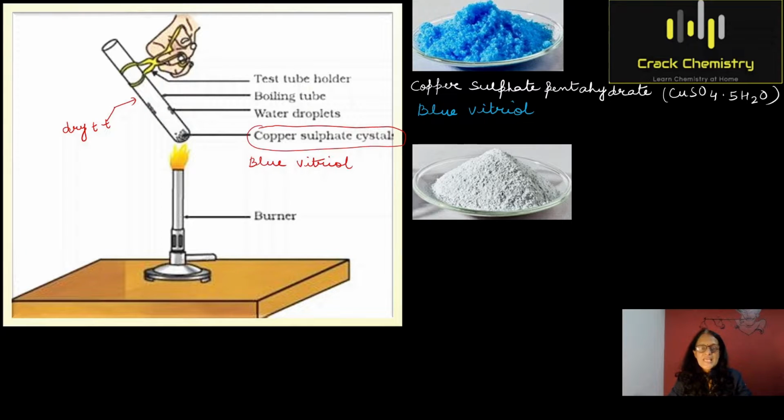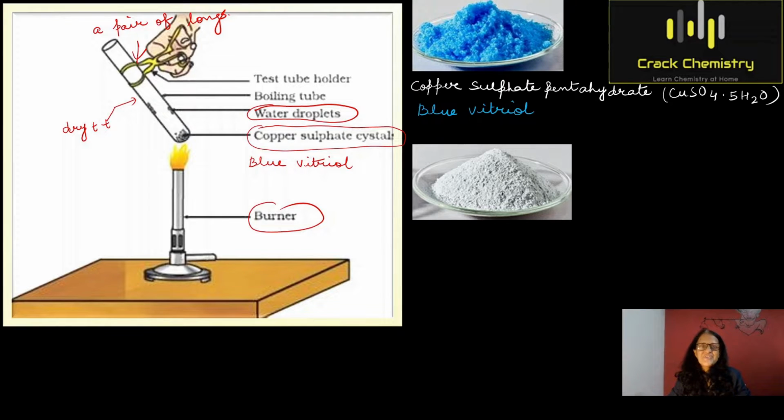Now you have to heat this blue vitriol with the help of a burner using a pair of tongs. After some time, you will observe a few water droplets on the inner walls of the test tube, and you will also observe that the color of the salt changes from blue to white.